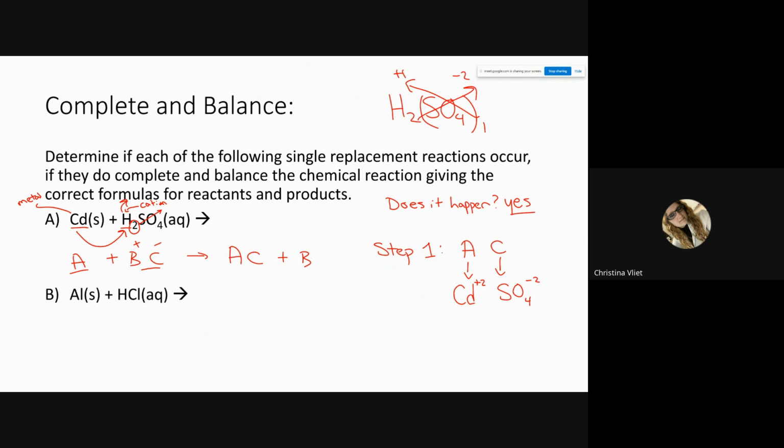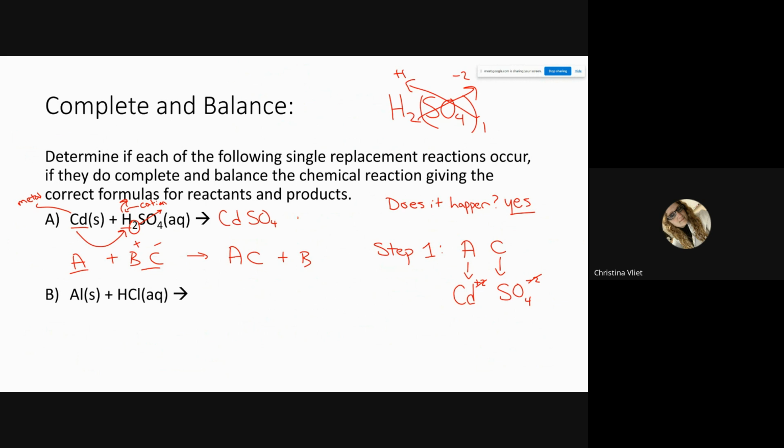To put A and C together? Cadmium has a +2. Sulfate has a -2. Do those charges cancel? Yes. Cancel them, and you write the correct formula, which is CdSO4. That's AC. All right, what's B?